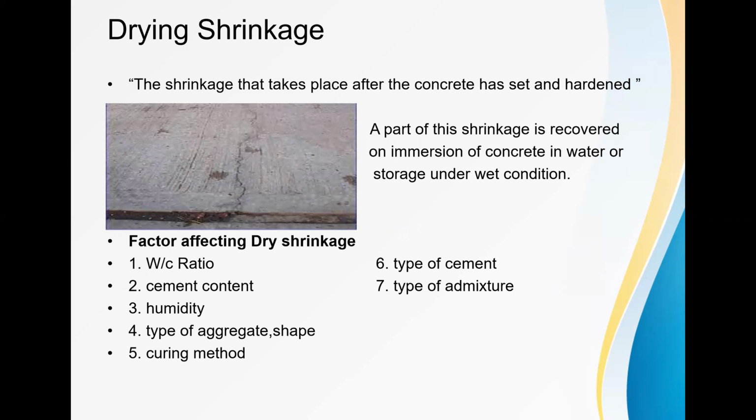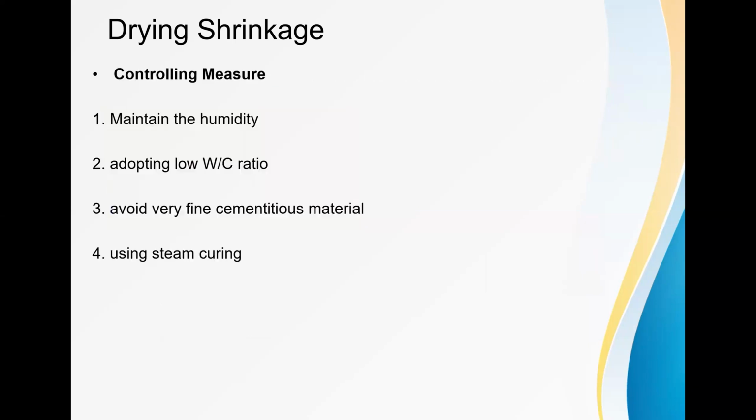Then what do you mean by drying shrinkage? It is the shrinkage that takes place after the concrete has set and hardened. That type of shrinkage we call drying shrinkage. A part of this shrinkage is recovered on immersion of the concrete in water or storage under wet conditions. The factors that affect drying shrinkage are the water cement ratio, the cement content and humidity, the type of aggregate and shapes used in the concrete, and the curing method. Definitely the curing method will have more impact. Then the type of cement and also the type of admixtures.